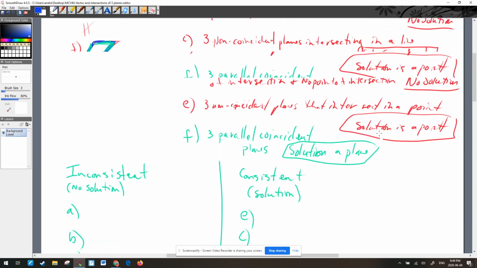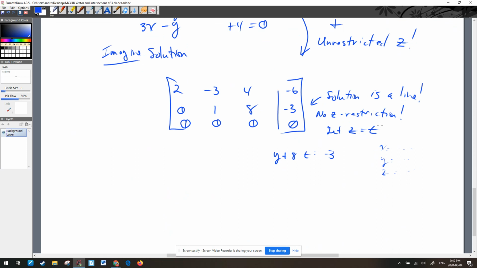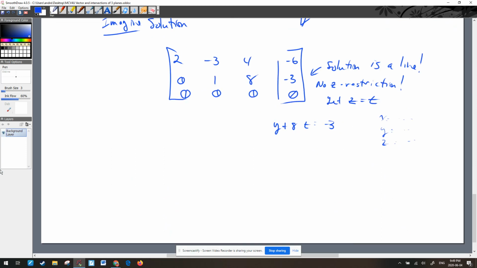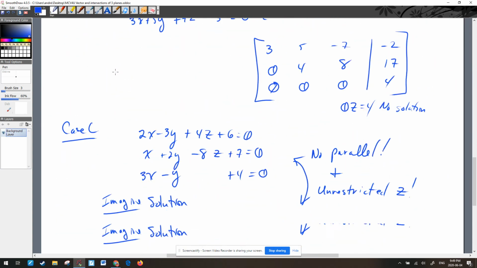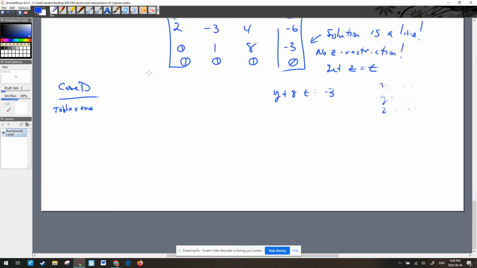Case D, I'm going to run out of space. Case D is a little bit different. This is what we often refer to as the Toblerone case, because it forms a triangular prism. Now, this Toblerone is not a math term. It is a Galbraith and Whitty term, but conceptually you get it.